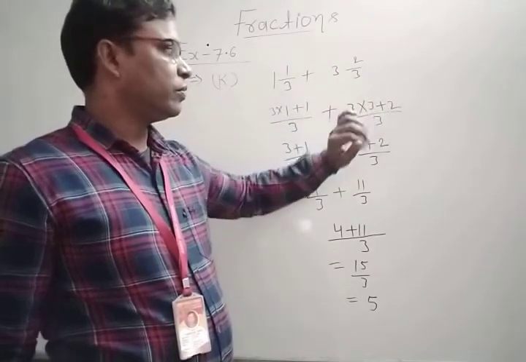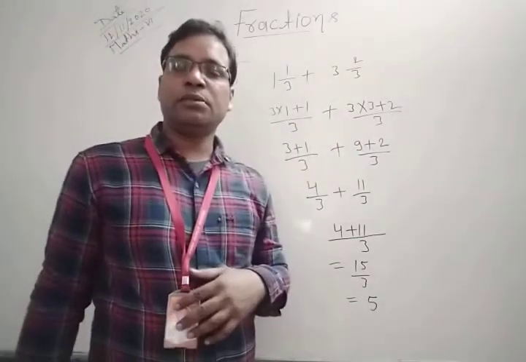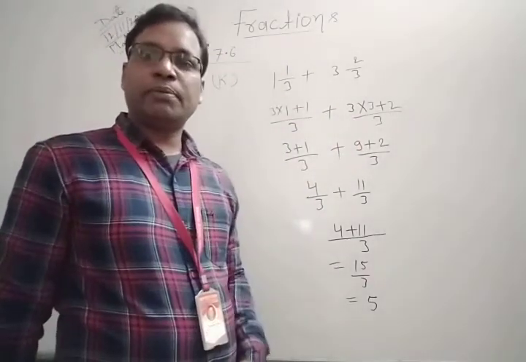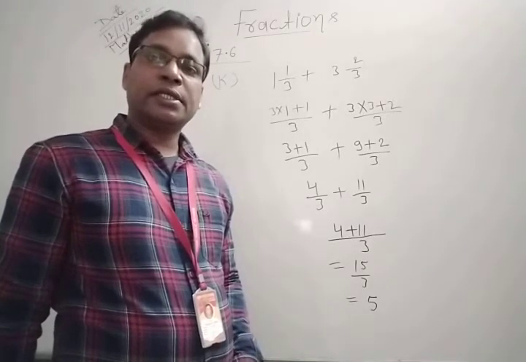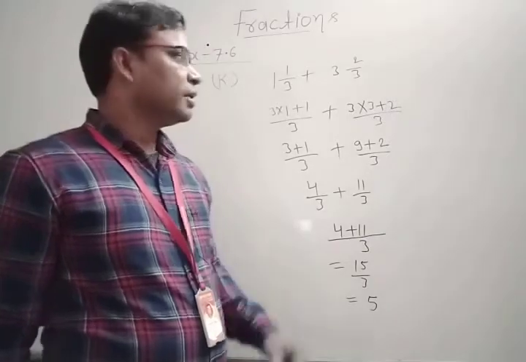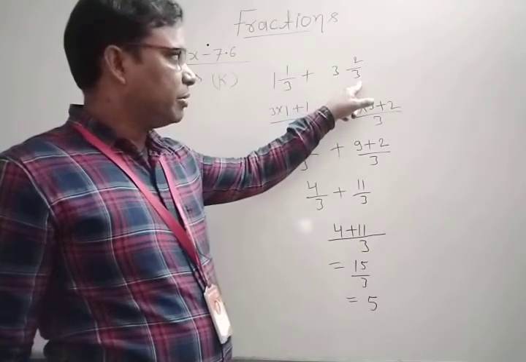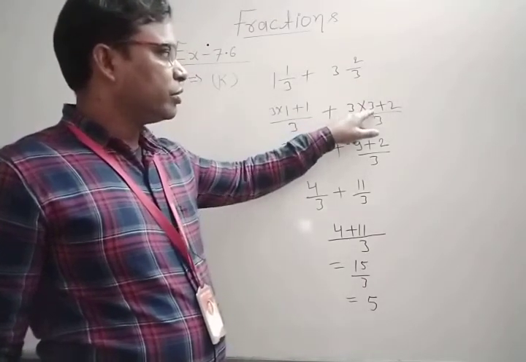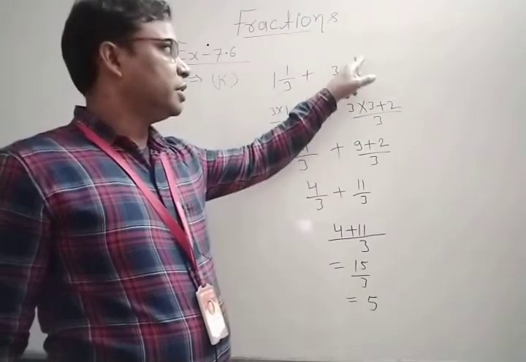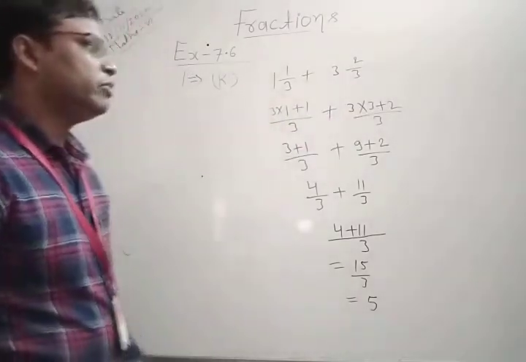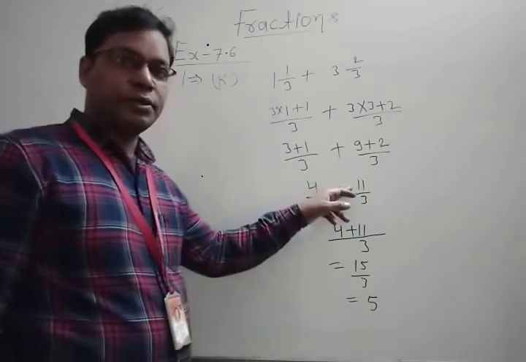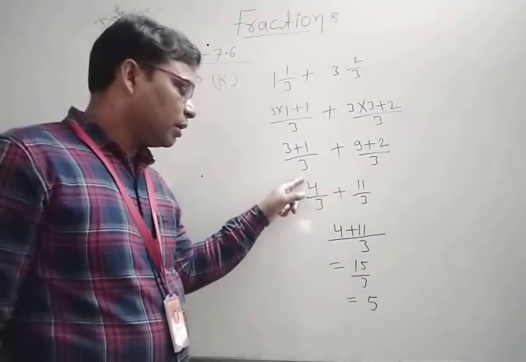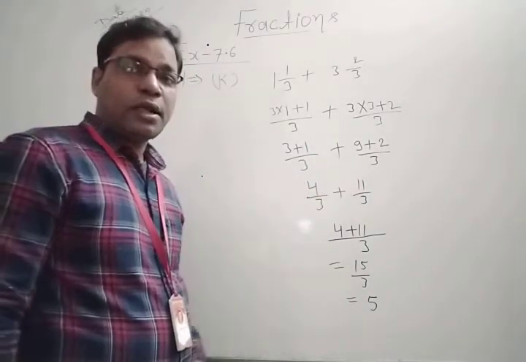When you change a mixed fraction into an improper fraction, we multiply the denominator by the whole number and add the numerator. So here you can see we multiply the denominator 3 by the whole number 3. After this we add the numerator. Clear? So 3 times 3 is 9, and 9 plus 2 is equal to 11. So here you obtain 4 by 3 plus 11 by 3.